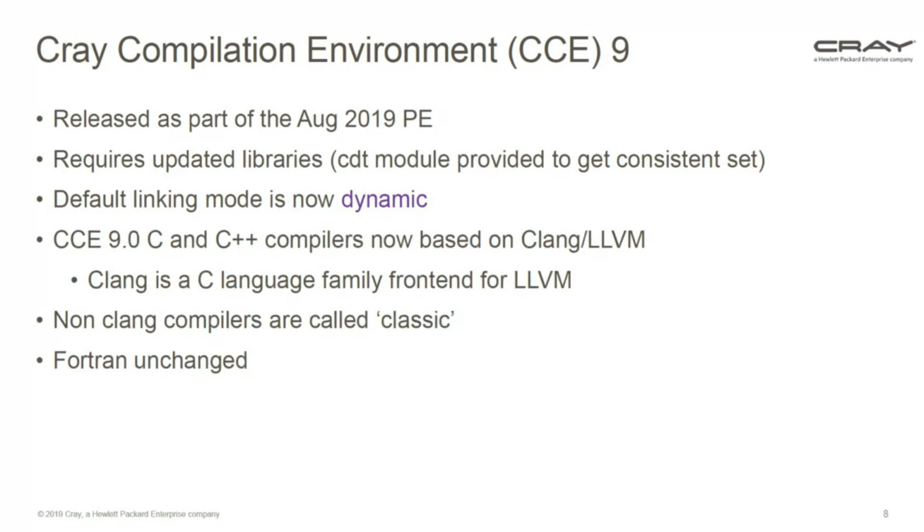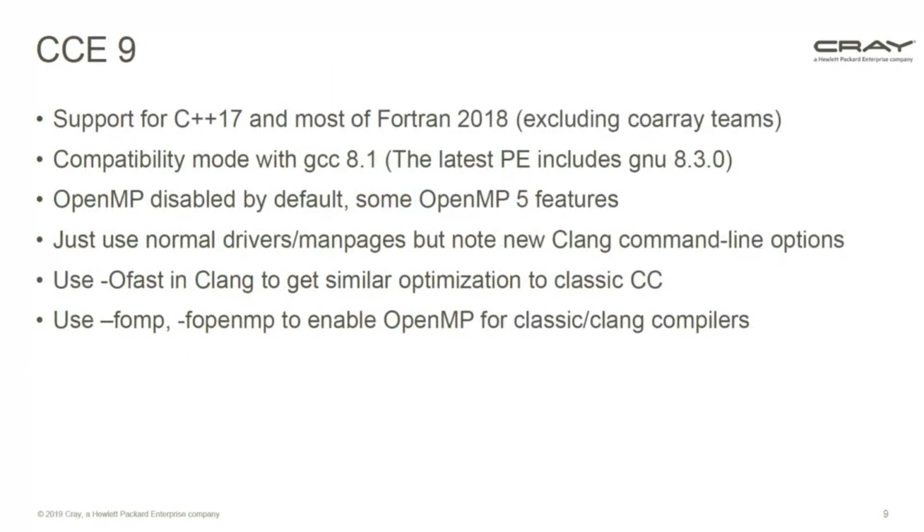And Fortran's unchanged, so there's no change with the Fortran infrastructure. I'll say a little bit more about that. The C++ supports C++ 17, though the default is C++ 14. I think the C support is C11, and then there's kind of C11 plus GNU extensions that make up C17. And Fortran supports most of Fortran 2018, and I'll talk about that in the second section of this webinar.